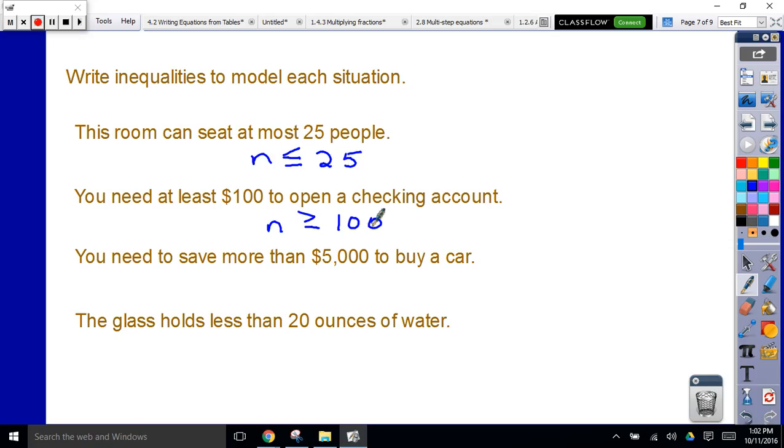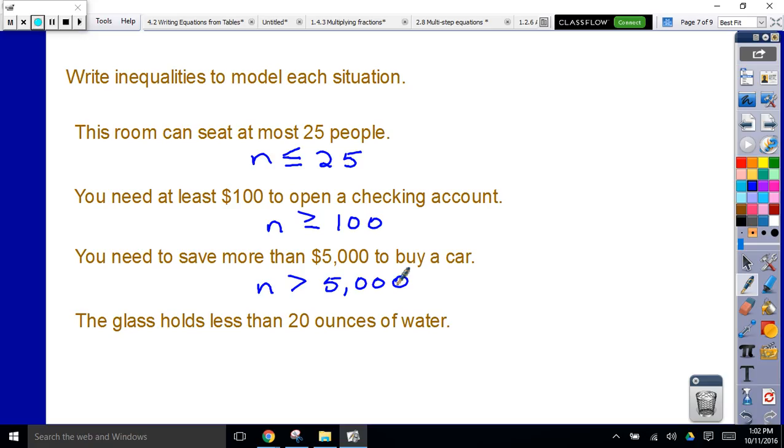Okay, this one's worded a little differently. It says you need to save more than $5,000 to buy a car. Hart, what do you think about this one? n is more than $5,000. Yeah, or greater than. And in this case, we're not going to use the equals because it says more than 5,000. That means it can't be 5,000.